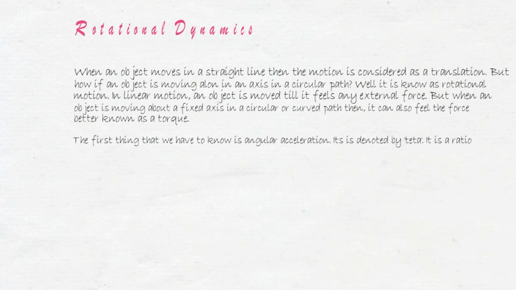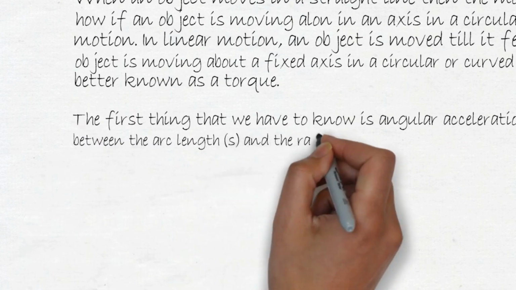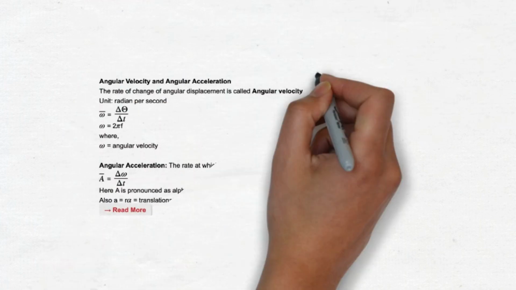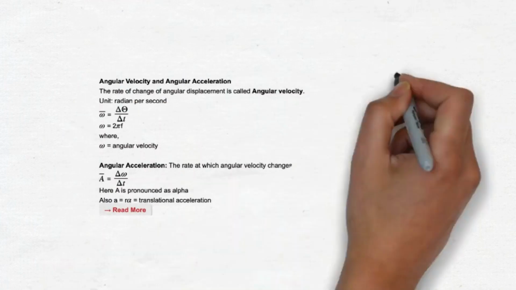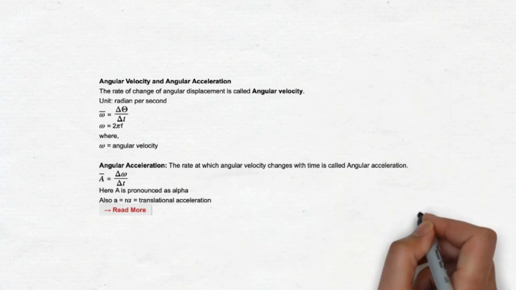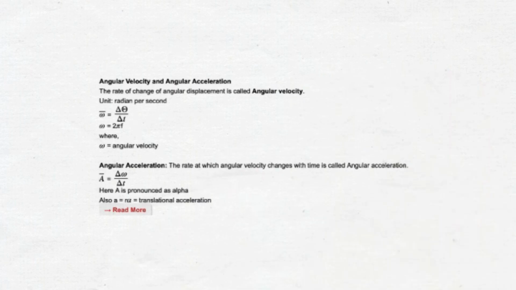The first thing that we have to know is angular displacement. It is denoted by theta. It is a ratio between the arc length and the radius of the circle. The next one is angular velocity and angular acceleration. The rate of change of angular displacement is called angular velocity. The next one is angular acceleration. The rate at which angular velocity changes with time is called angular acceleration.